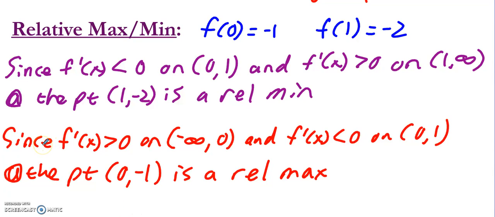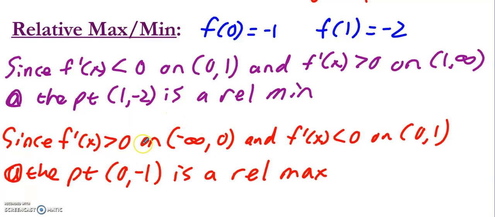So moving on to part two, hopefully for your derivative speak, you said: since f prime of x is greater than 0 on negative infinity to 0, and f prime of x is less than 0 on 0 to 1, at the point (0, -1) is a relative maximum. A couple things I want to emphasize about the derivative speak, besides the fact that it's crucially important, and this is an AP thing, so that's why I'm really going to be a stickler about it.